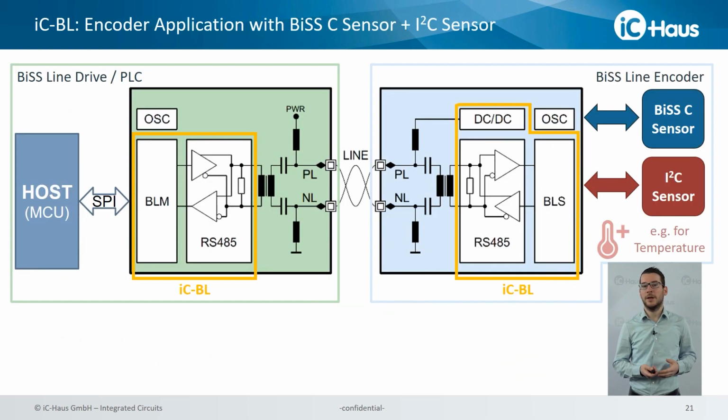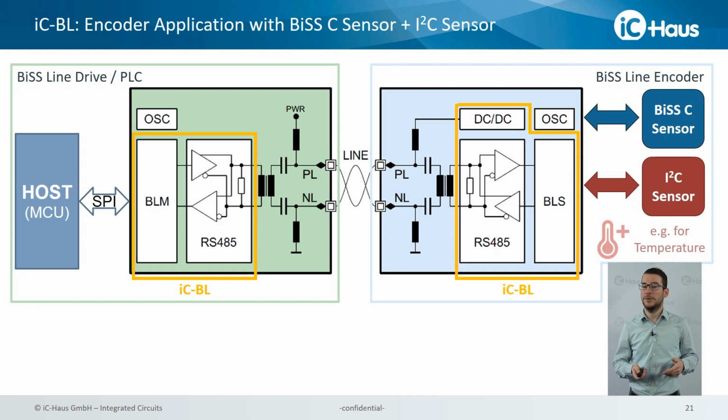Okay, let's start with some applications with ICBL. What you can see here is a typical BiSS Line encoder application. On the left side, there's our BiSS Line drive, or PLC, which has a host microcontroller which accesses ICBL through SPI and then controls and configures it for the BiSS Line communication.